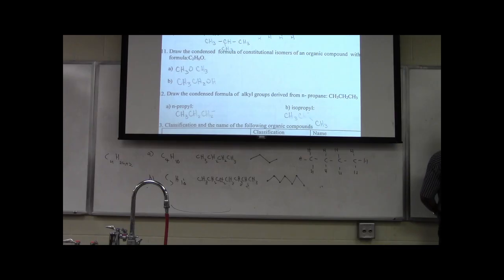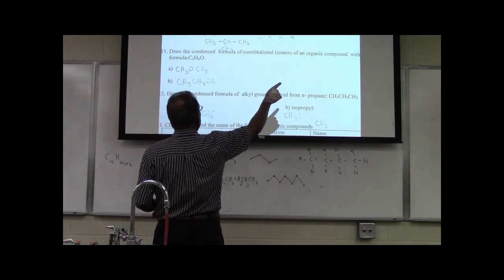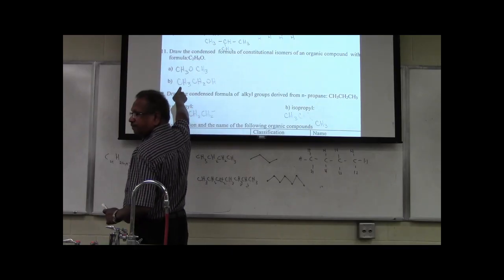Constitutional is like C2H6O. That could have this, which is called ether. This is C2H5OH. Ethyl alcohol and ether are 2 different molecules, but they have the same formula. An isomer is a molecule which has the same formula but 2 different structures. The bonding is different, right? So they are called constitutional isomers. They have melting point differences. Draw the condensed formula of a constitutional isomer organic compound with this. You see that?